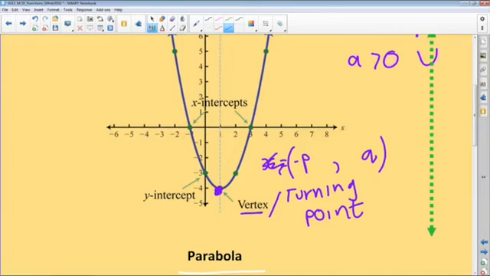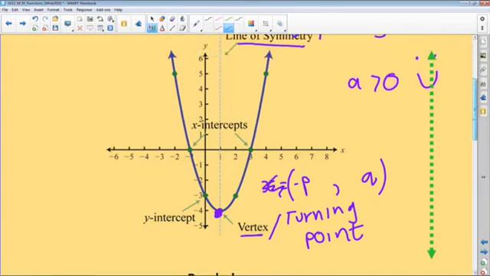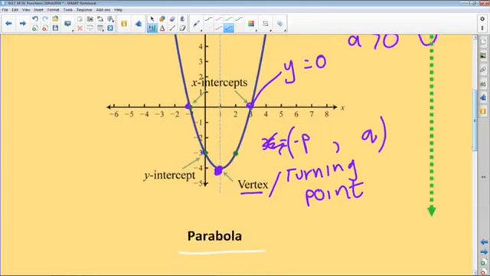Okay, the other important thing that you need whenever you're sketching a parabola, certainly, is your x-intercepts. And remember, your x-intercepts are where the graph cuts the x-axis, and it's where y is equal to 0. So you let y equal 0 to find your x-intercept. And then your y-intercept, that's where the graph cuts the y-axis, and that you get by saying let x equal 0. So those are the points of intersection with the x-axis and the y-axis.